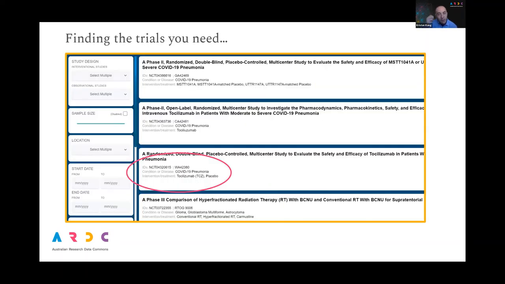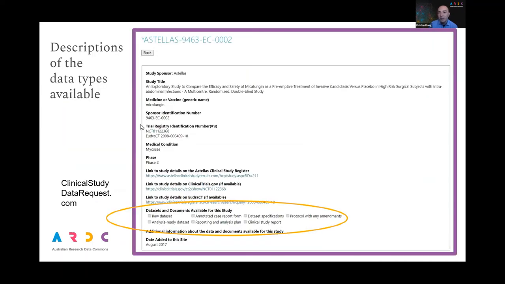Here on Vivli, when we view our search results, we see that there are additional categories or fields that are applied to each trial. Again, we see information about the medical condition and treatment studied in the trial. If we click on one of those search results and look further into the information available in that trial's record, we see not only additional fields for categorizing the trial, but also an indication of what categories of data and documents are available from that trial.